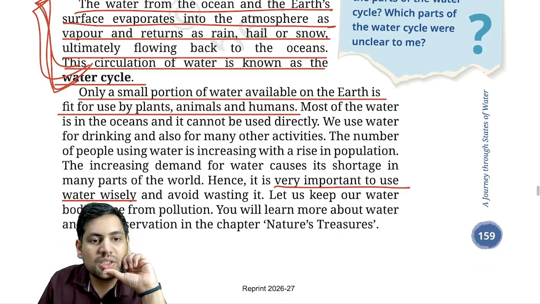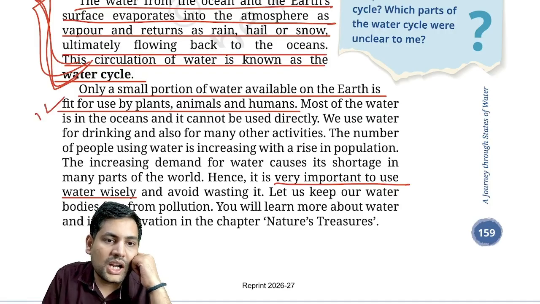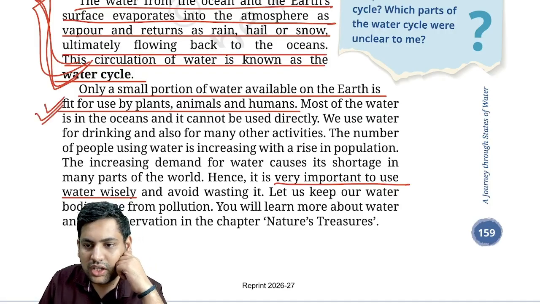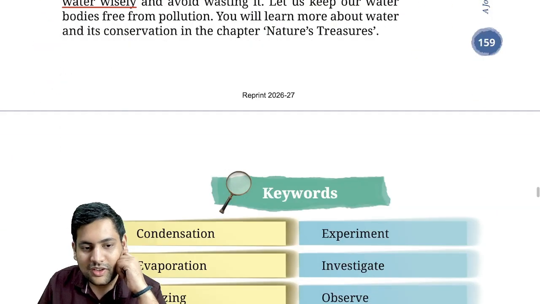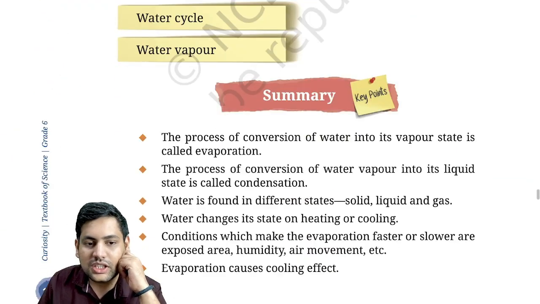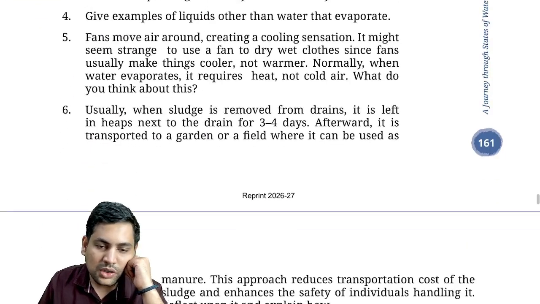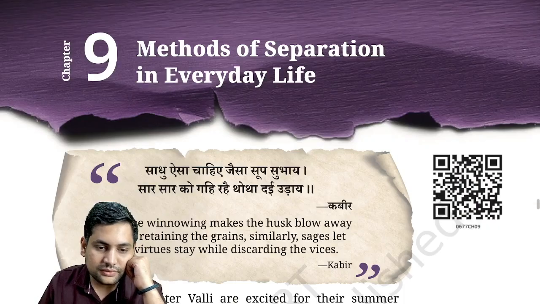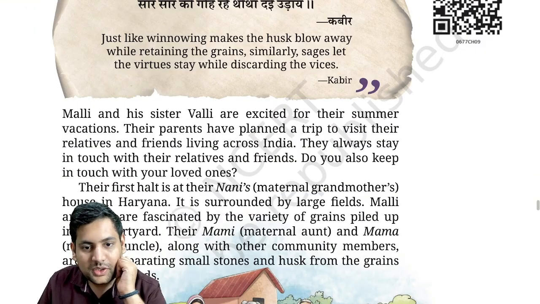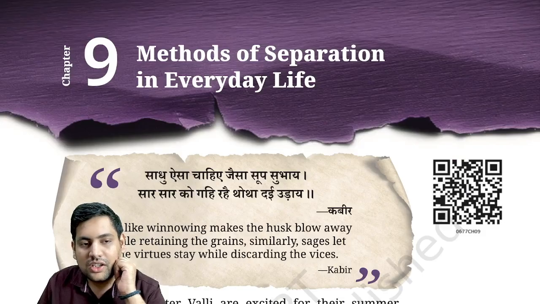Then it says only a small portion of water that is available on earth is fit for use by plants, animals, and humans. Correct? That is why we must use water very wisely. Understood? Okay, so this is it for this chapter, that was based on water, the journey of water from start to end. Now we come to the next chapter, which is methods of separation in everyday life.